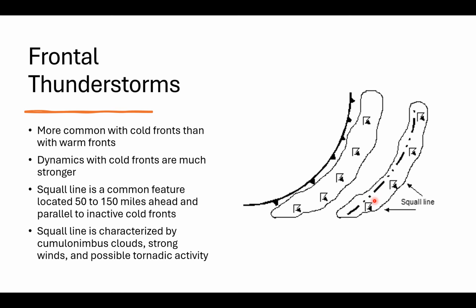They usually form a line. There'll be a line shape to them. A squall line is characterized by cumulonimbus clouds, which are your thunderstorm clouds, strong gusty winds, as well as possible tornadic activity. You can get tornado development sometimes in the leading edge of these lines. One other thing I wanted to mention about frontal thunderstorms, we talk about squall lines in general.